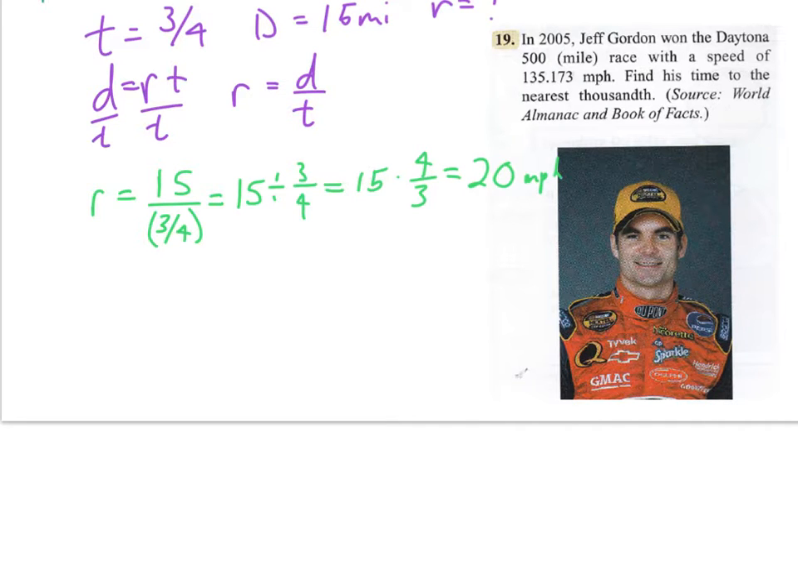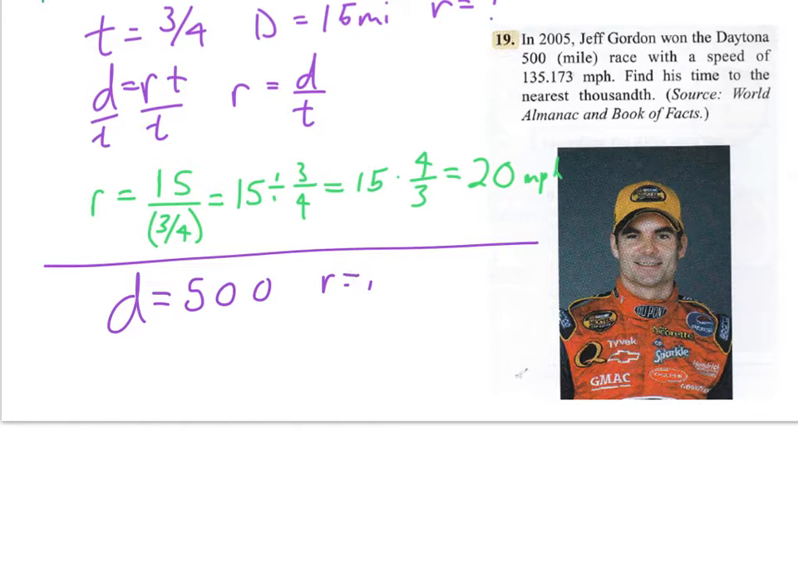Okay, so for Jeff Gordon, it was a 500-mile race, the Daytona 500. He won with a speed of 135.173 miles per hour. That's some pretty accurate measurement there, down to the thousandth of a mile per hour. And they want us to find the time. So looking for the time in this case.